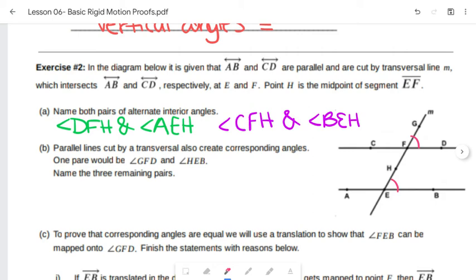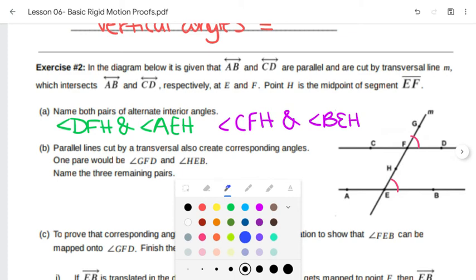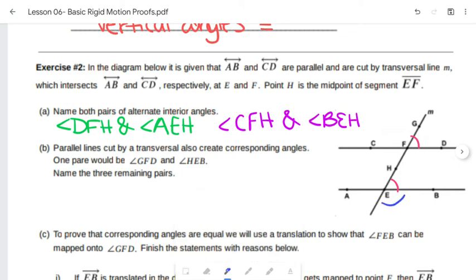So corresponding angles are on the same side of the transversal, but one's inside my parallel lines and the other's outside. So think of a correspondent, for those of you who like sports. You have some correspondents on the field and some back in the booth somewhere else. So you have one inside the action and one outside the action. That being said, my next pair would be maybe here and here.